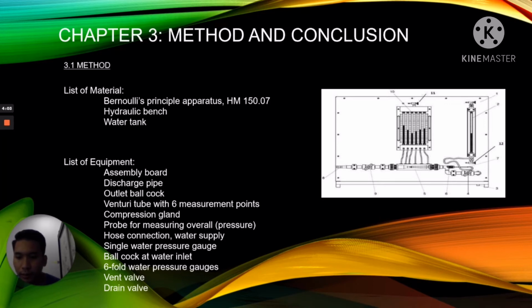There is a lot of equipment that we use in this experiment. The first one is the assembly board, discharge pipe, outlet ball cork, venturi tube with 6 measurement points, compression gland, probe for measuring overall head, hose connection, water supply, single water pressure gauge, ball cork at water inlet, 6-volt water pressure gauge, vent valve, and drain valve. So this is the method. We move to the next, which is the procedure of this experiment.